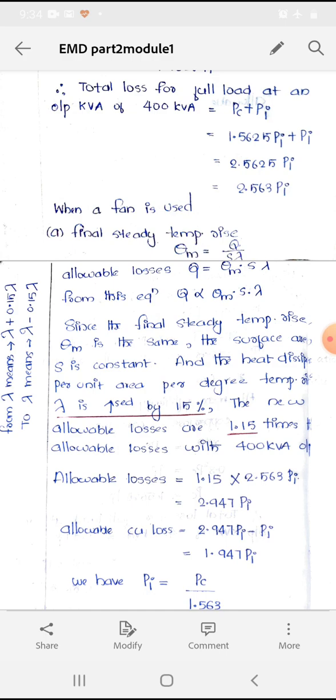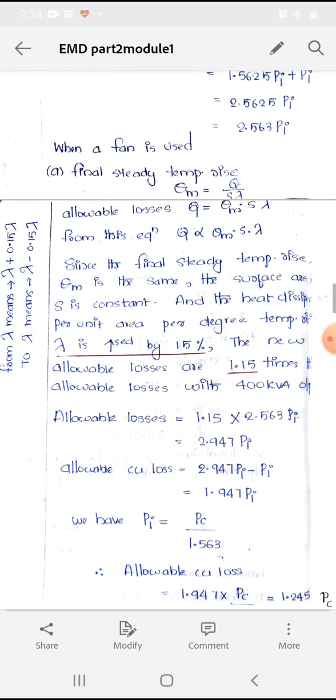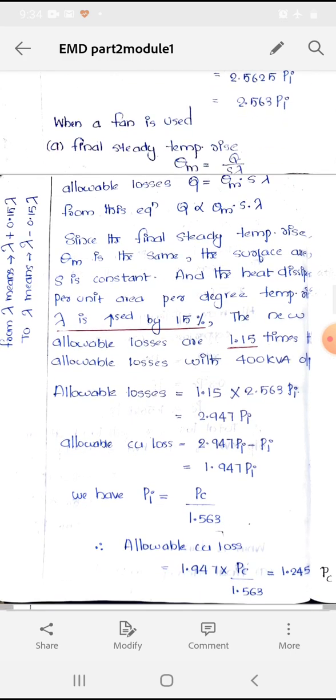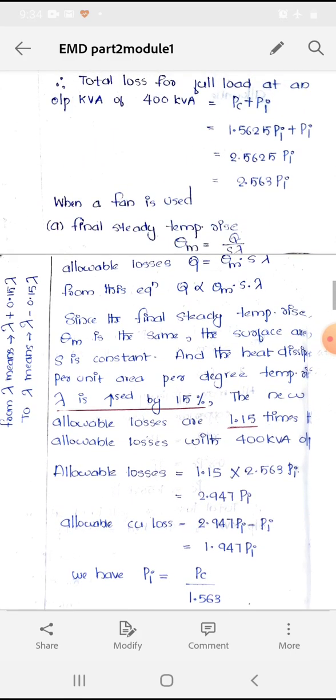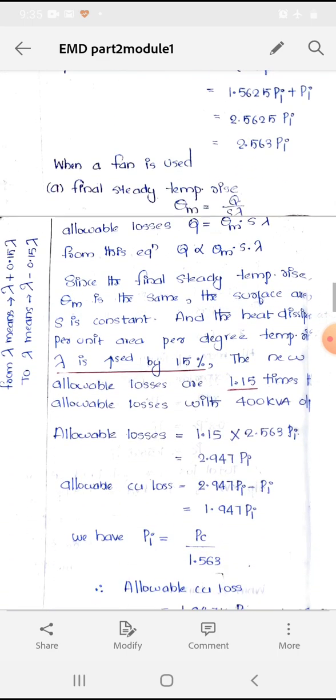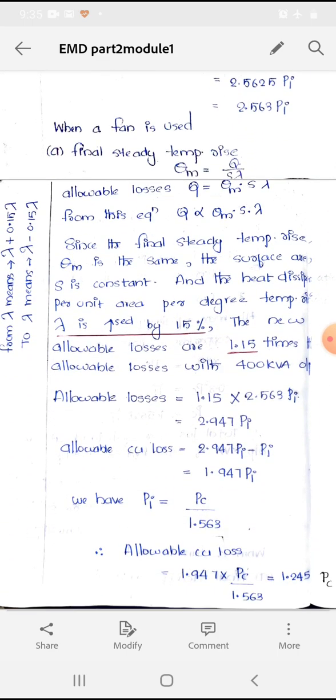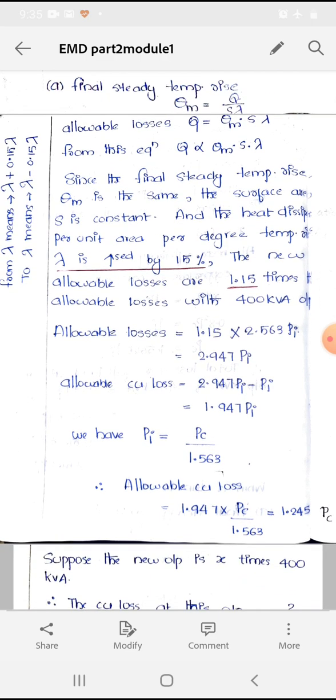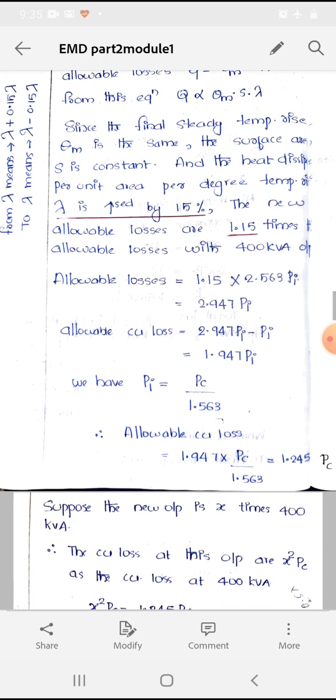Now the allowable copper loss is the total allowable loss minus Pi, so 1.947 Pi. And we know that copper loss is equal to core loss, so Pi is equal to Pc by 1.563. When we substitute this Pi value into the allowable copper loss, we obtain 1.245 Pc.